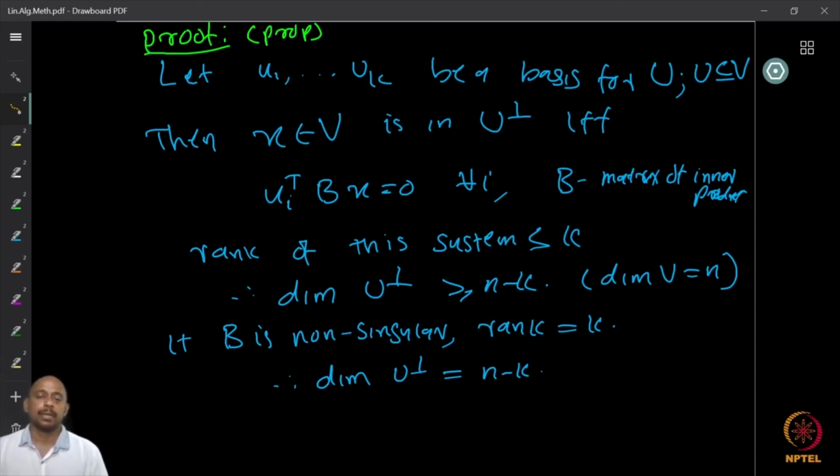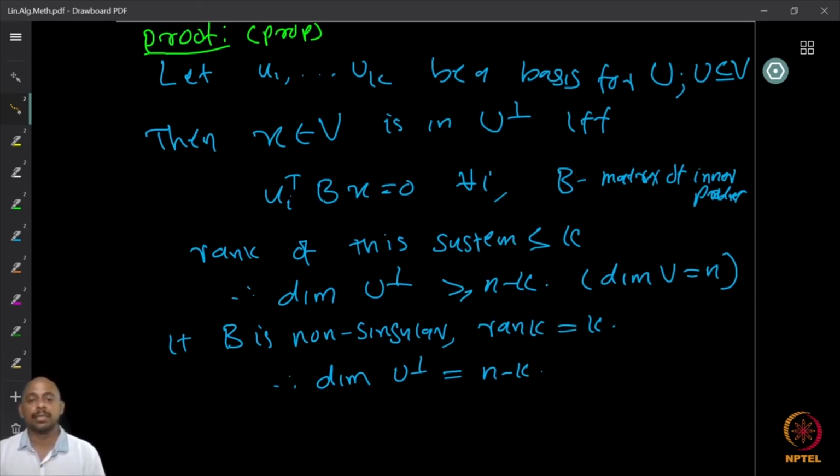Now, for any vector ui, we should have ui transpose Bx equal to 0. This defines a system of linear equations. Each ui transpose Bx gives one linear equation, and the rank of the system is at most k, because there are at most k vectors in the basis. If you have only k equations, the rank of the system cannot be more than k.